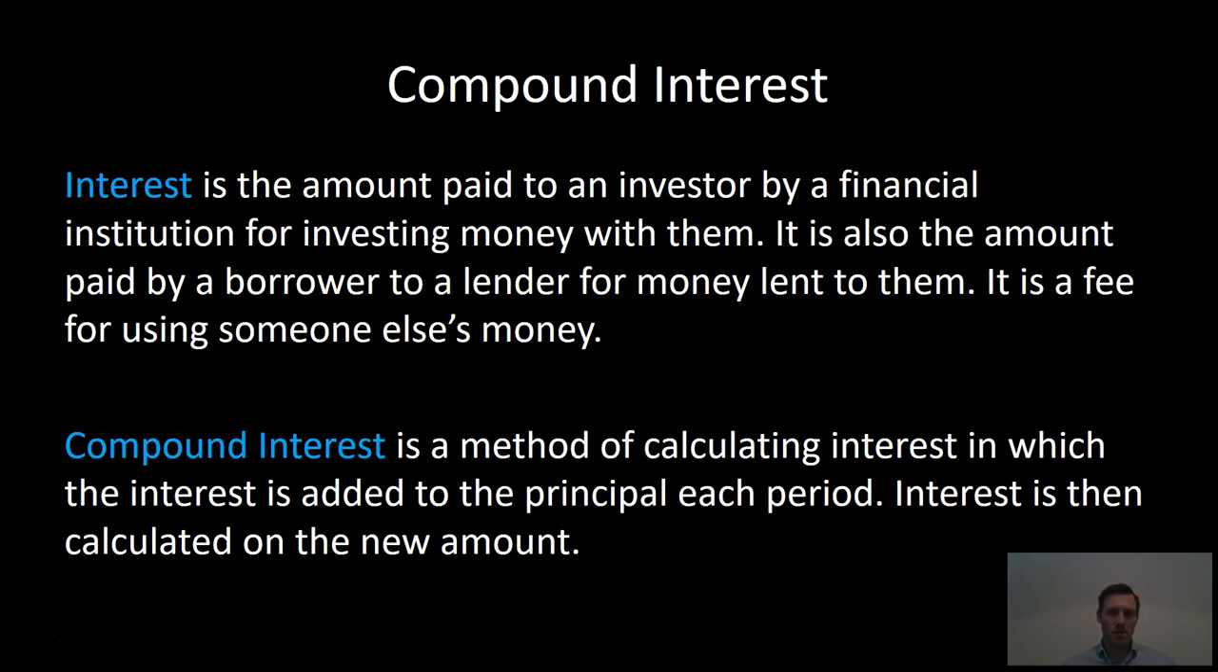Compound interest is a method of calculating interest in which the interest is added to the principal each period. Interest is then calculated on the new amount. In other words, interest is earned on the interest. The majority of investments and borrowings earn or incur compound interest. If you have money in a standard savings account, the bank will be paying you compound interest. There is more information, including a discussion of the key terminology, in my investing and borrowing introduction video.